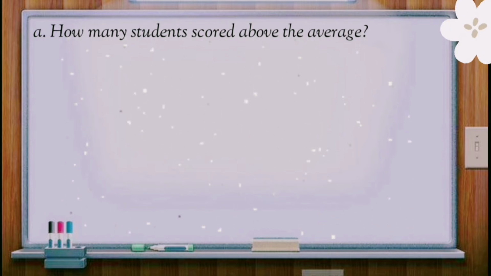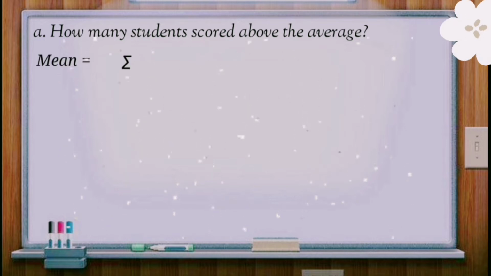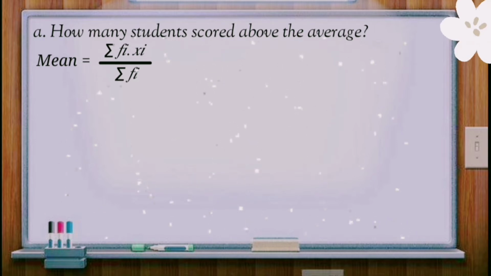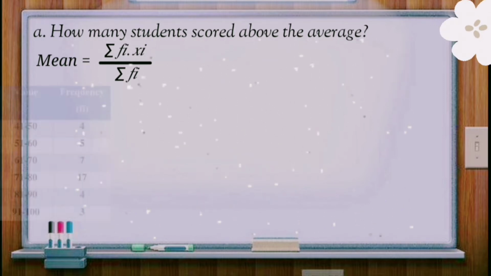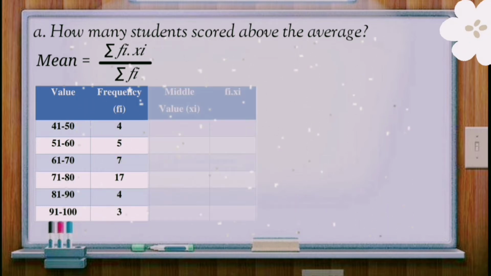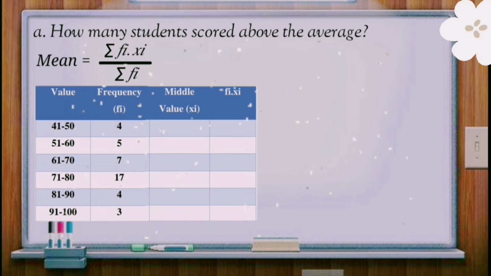To determine the mean of group data, use the formula sigma Fi times Xi divided by sigma Fi. Fi here is the frequency and Xi is the middle value. So, we must find the middle value first. We create a table. There are values that are 41 to 50 until the 6th class, and the frequencies are 4, 5, and so on. Next, we find the middle value or Xi. The middle value is obtained from the lower limit plus the upper limit, then divided by 2.